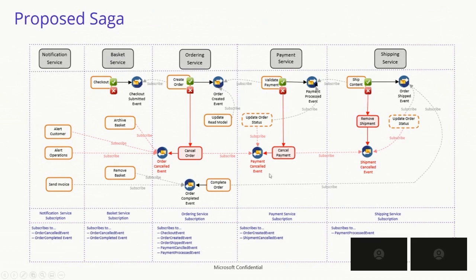You can also see that if any one of these services failed, say for example we can't ship it, then we're going to remove that shipment. We're going to publish a shipment canceled event. Then we're going to cancel the payment. We're going to publish a cancel payment event, so on and so forth. We're going to back out of this thing step by step by step.